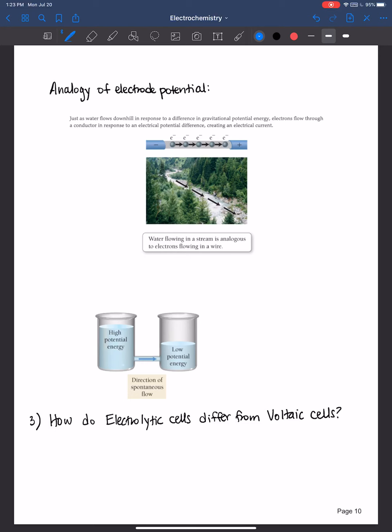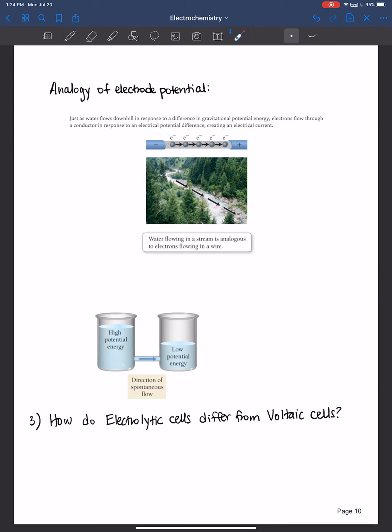Just wanted to give you an analogy of an electrode potential. Just as water flows downhill in response to a difference in gravitational potential energy, electrons flow through a conductor in response to an electrical potential difference, creating that electric current, right? From higher potential energy to lower potential energy. We can imagine if we have water in this beaker apparatus here, that it would flow until it would equalize there.